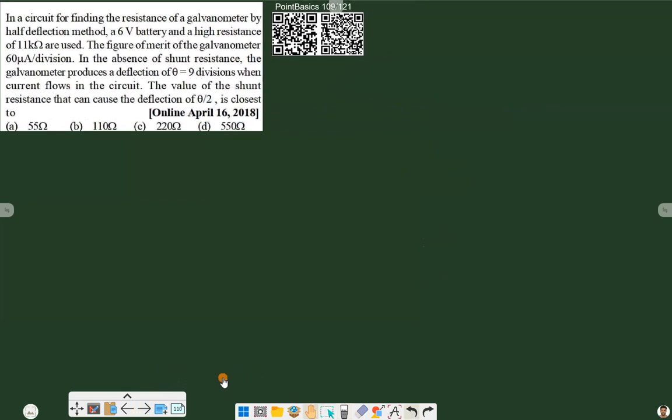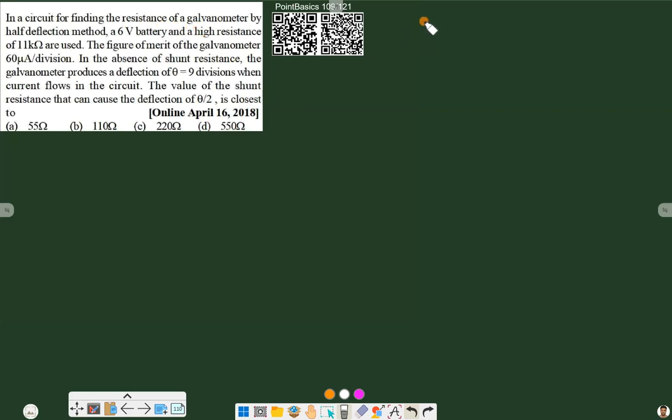In a circuit for finding the resistance of the galvanometer by half deflection method, a 6 volt battery and a high resistance 11 kilo ohm are used. The figure of merit for galvanometer is 60 microampere per division. In absence of shunt resistance, galvanometer produces deflection theta is equal to 9 when current flows in the circuit. The value of the shunt resistance can cause deflection to become theta by 2. So we have to find out what? We have to find out resistance of the galvanometer.